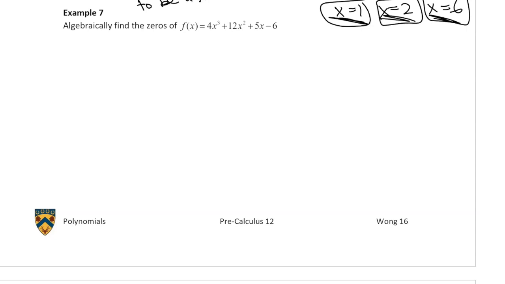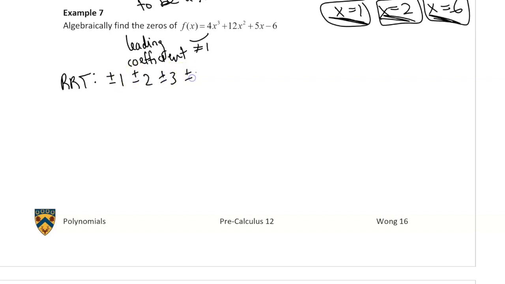Okay, example 7. Algebraically find the zeros of something like this now, where we have a leading coefficient. So we have a leading coefficient that is not 1. So when we apply the rational root theorem, we're still going to have factors of plus or minus 1, 2, 3, and 6. Okay, those are all the possible factors of that back constant value.